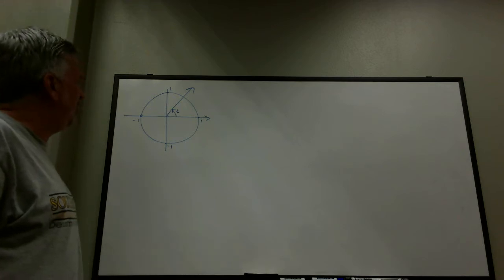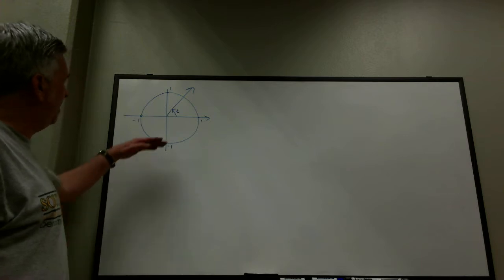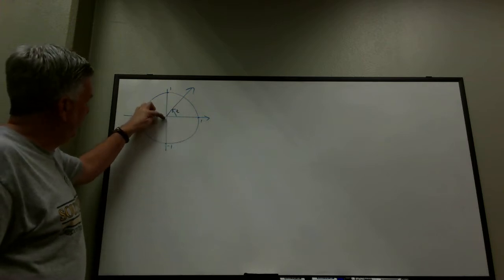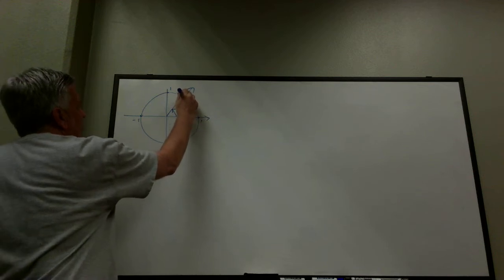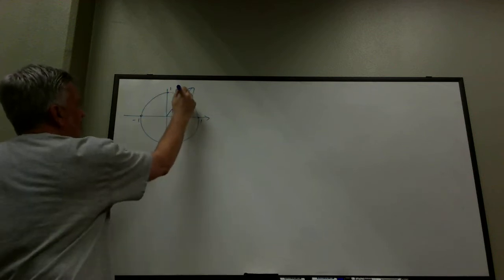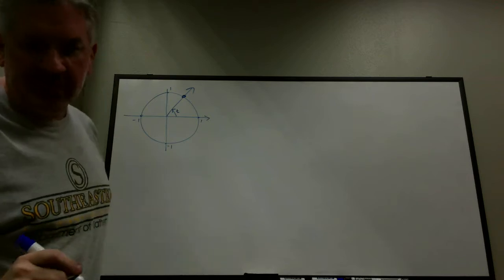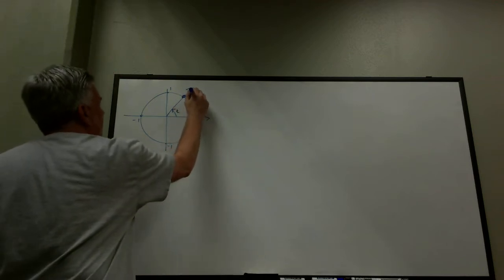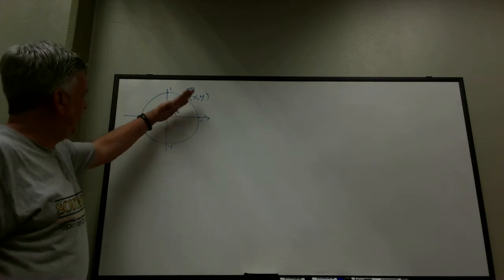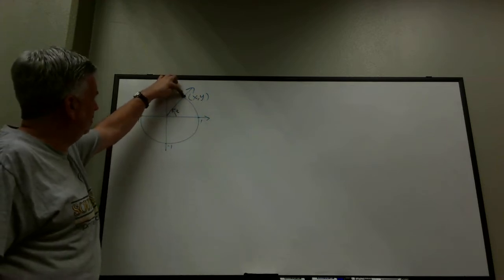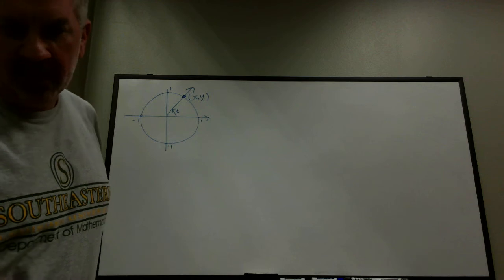Now, where's the point on the unit circle corresponding to angle t? Well, the terminal side of angle t crosses the unit circle right there. So that's the point on the unit circle corresponding to angle t, and they're calling that point x, y. Okay, now I don't know what x and y are, but there's angle t. Wherever it crosses the unit circle, that's the point x, y.